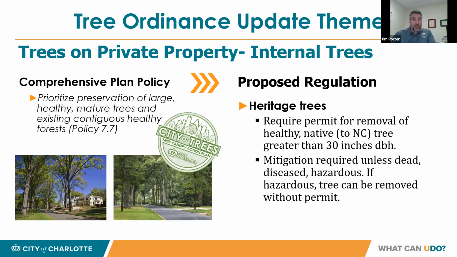So digging in a little bit more, for internal trees. On the left, you see a council adopted comprehensive plan policy that supports the heritage tree proposed regulation. Again, that's a regulation intended to preserve native trees to North Carolina, 30 inches or greater. Mitigation would be required if a heritage tree is allowed to be removed. There is some criteria that would qualify some trees to be removed.